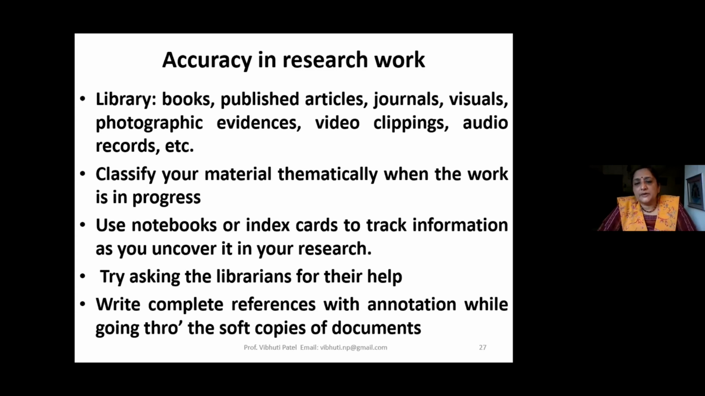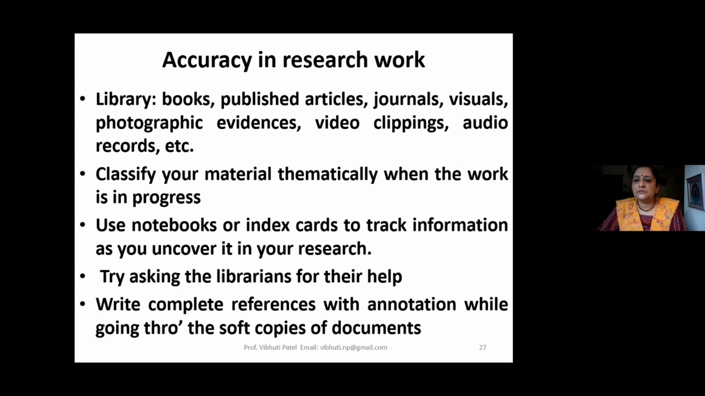When work is in progress, in our times we used to make cards. We used to write all these things on cards and give a title to each card, so that when you write the chapters and sections, it becomes easier to organize your thoughts and your material. Use notebooks or index cards to track information as you uncover it in your research. Now you can do it similarly. You can create different files for different sections on the computer. Try asking the librarians for help. It's very, very important to regularly keep in touch with the librarian.